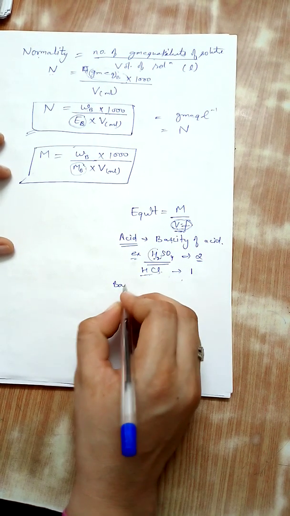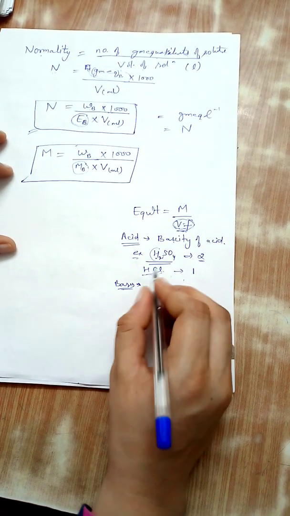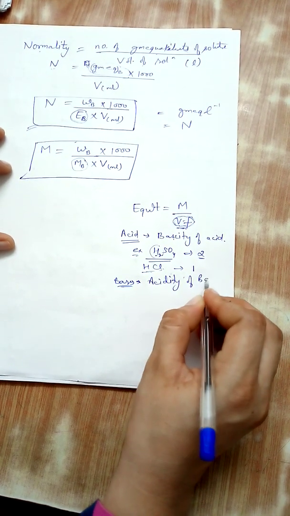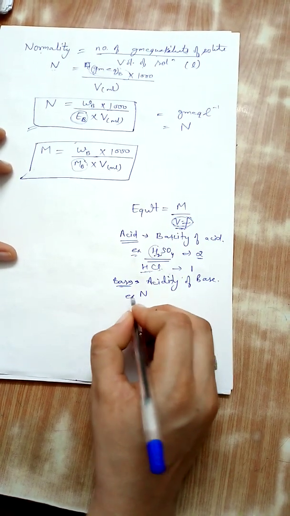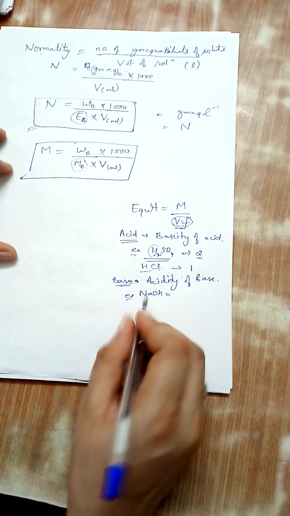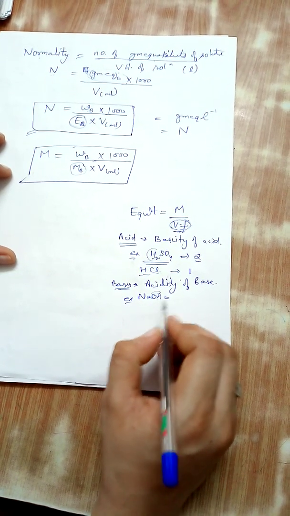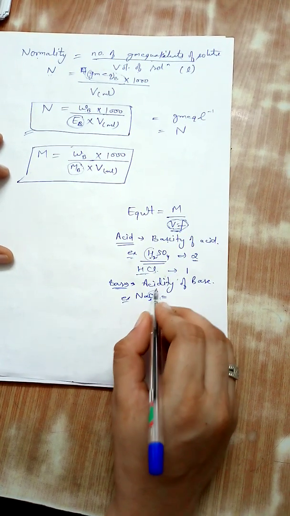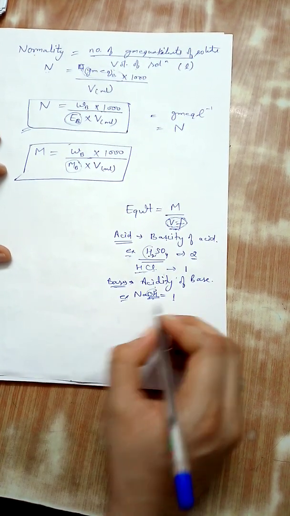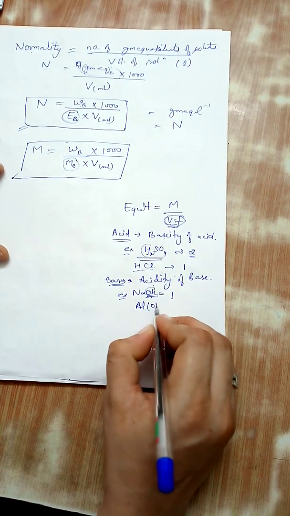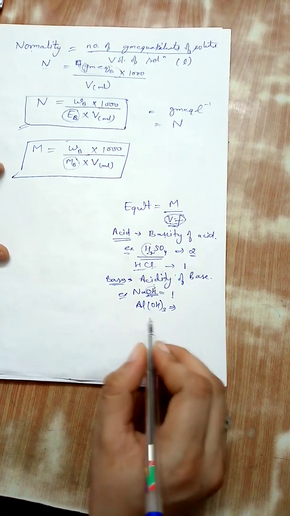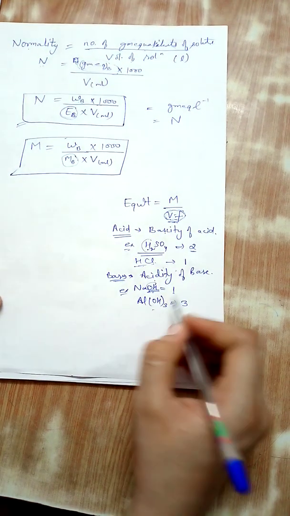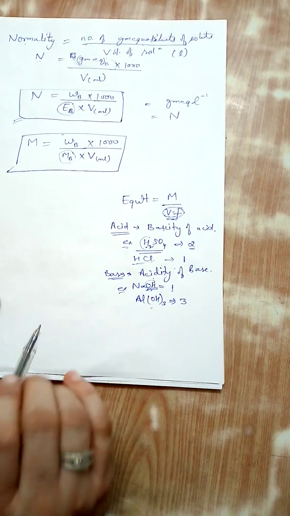Similarly, in case of bases, the valency factor will be the acidity of the base. Acidity of the base, like if we are having a base NaOH, how many OH negative, that is, hydroxyl ions, can it give? It can give 1 hydroxyl ion, so the acidity of this base is 1. Suppose we have aluminum hydroxide, how many OH negative ions can it give? It can give 3 OH negative ions, so the valency factor is 3 for the base.